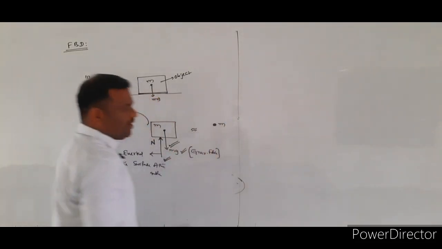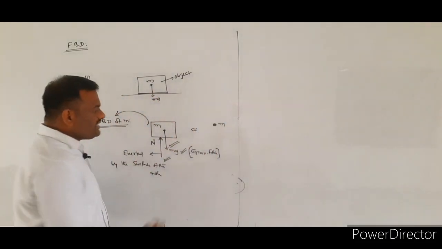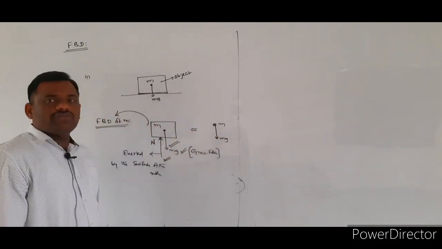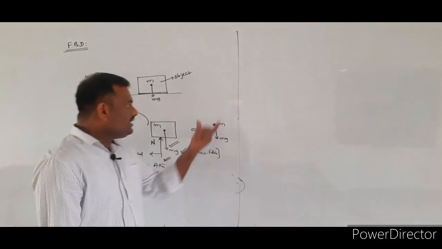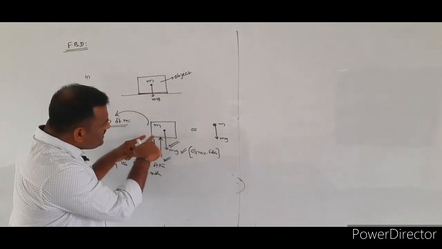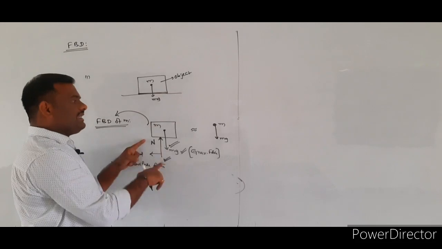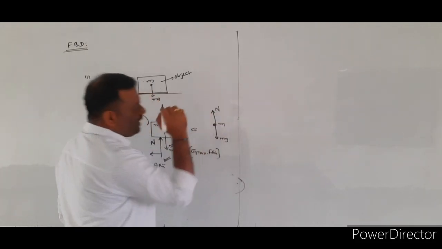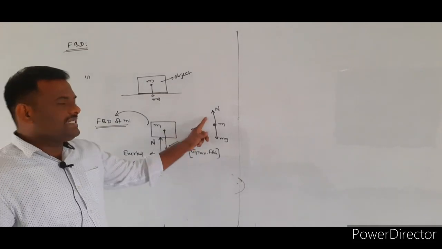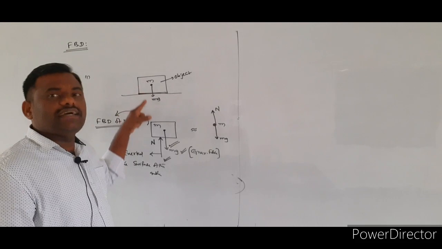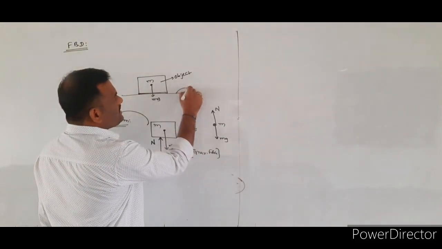That means its mass is equal to m, and over this object one force will be acting in the downward direction, that is represented by mg. Over the same object another force will be acting in the upward direction, that is represented by capital N. So here the body will be in the state of rest.